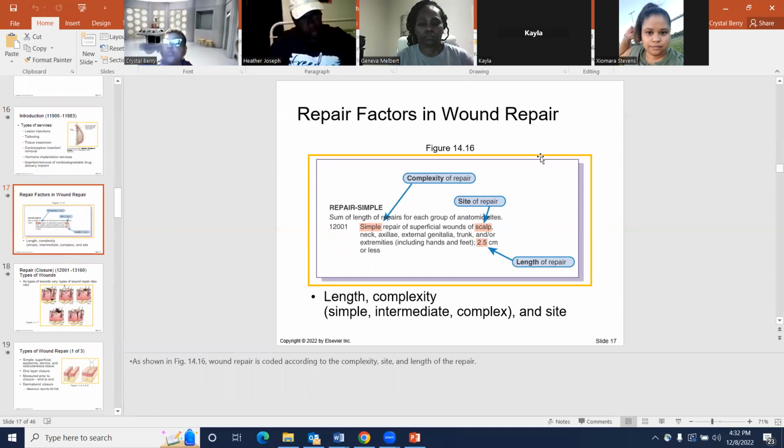Repair factors in wound repair. It has on here repair simple, sum of length of repairs for each group of anatomic sites. Simple, repair of superficial wounds of scalp, and then they have a length of repair. All of this would be in your coding guidelines. When you're trying to code, they would have the centimeters. So that's how you would code, by the length and the width.